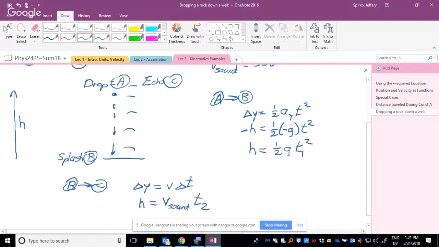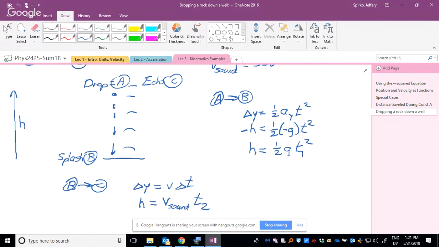Now, at this point, let's take a tally of what are our givens and what are our unknowns. I know G, I know the V of sound, so those aren't problems. But I have an unknown height, which is my goal of what I'm supposed to solve for. And I have an unknown T1 and an unknown T2. So I have 3 unknowns. I need to have 3 equations. Right here, I have 2 equations. So what's my third equation going to be?